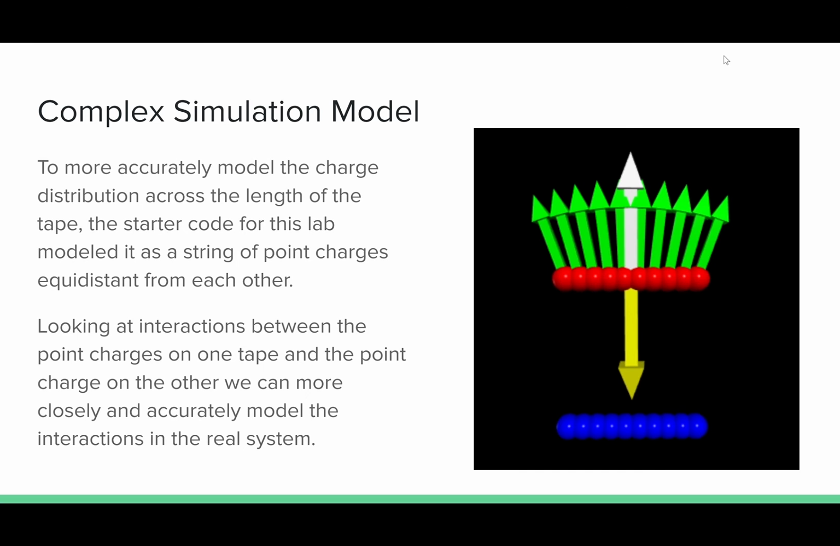To more accurately model the charge distribution across the length of the tape, the starter code for this lab was modeled as a string of point charges equidistant from each other. Looking at the interactions between the point charges on one tape and the point charges on the other, we can more closely and accurately model the interactions in the real system.